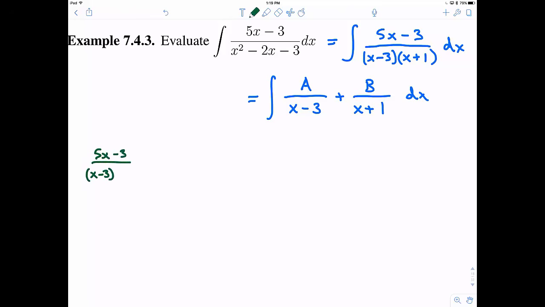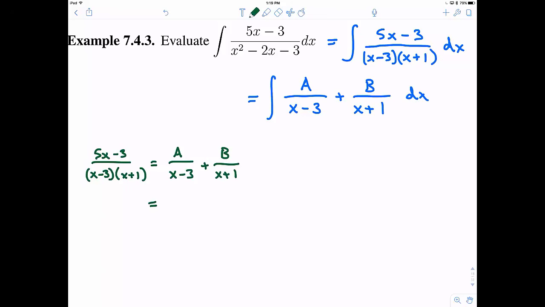I'm going to solve a system of equations. I'm going to assume that this is true, that there are some A and B for which these two functions are equal. Then we have to think a little bit. Let's go ahead and multiply through by the LCD.